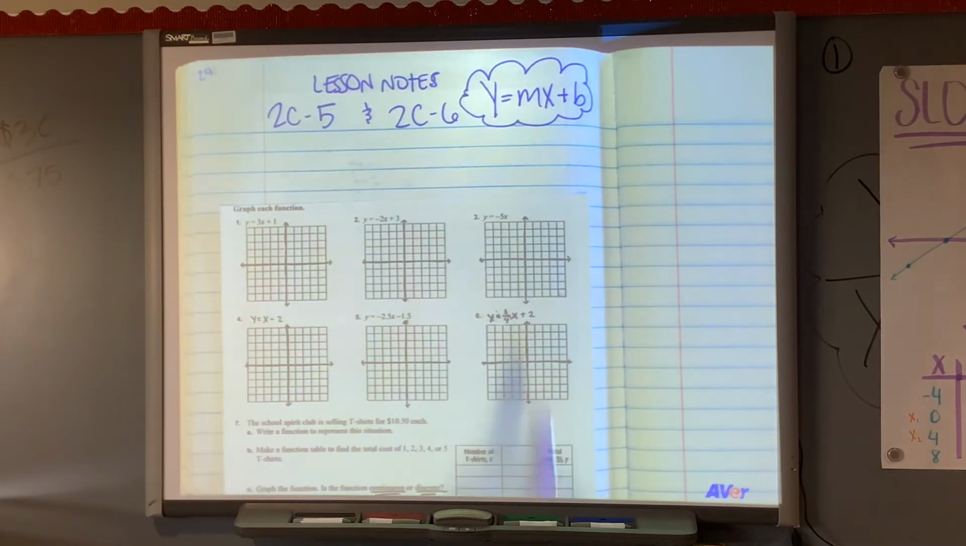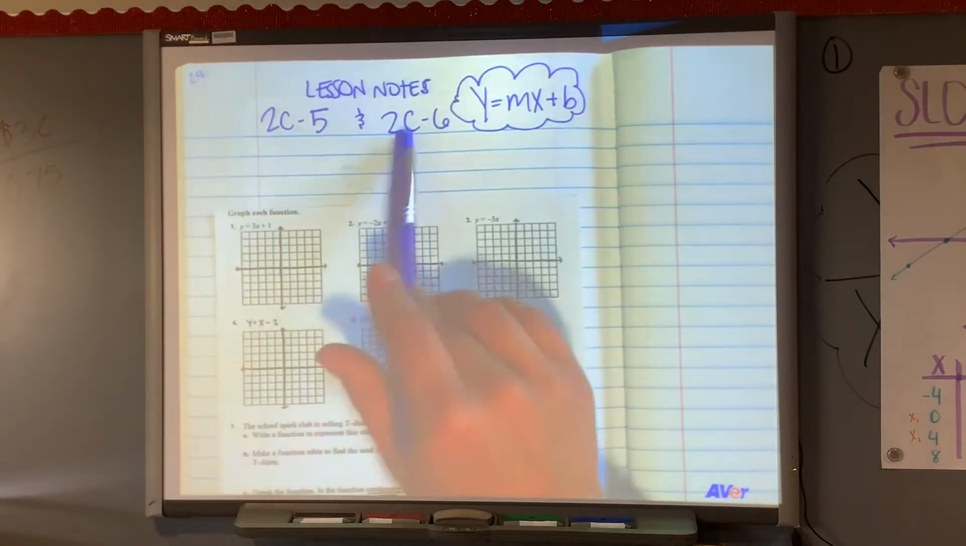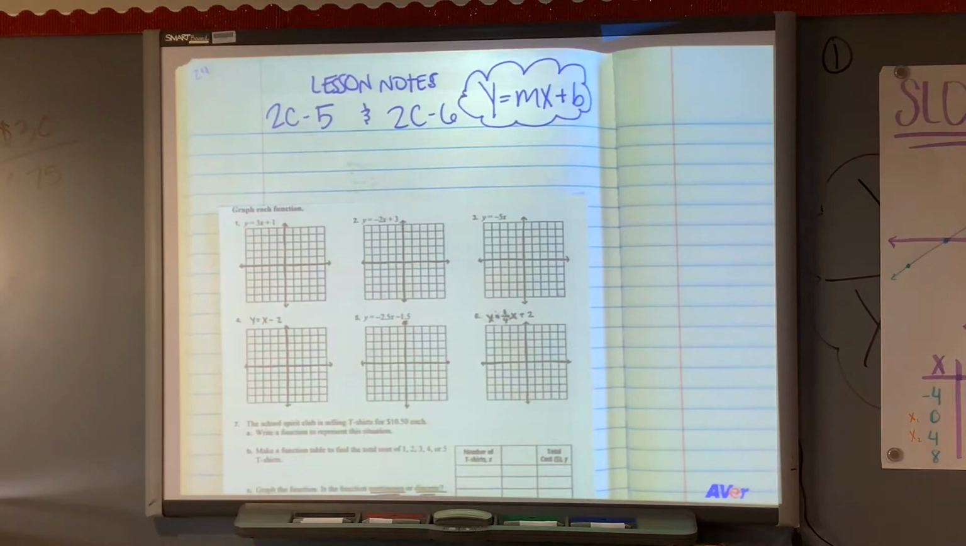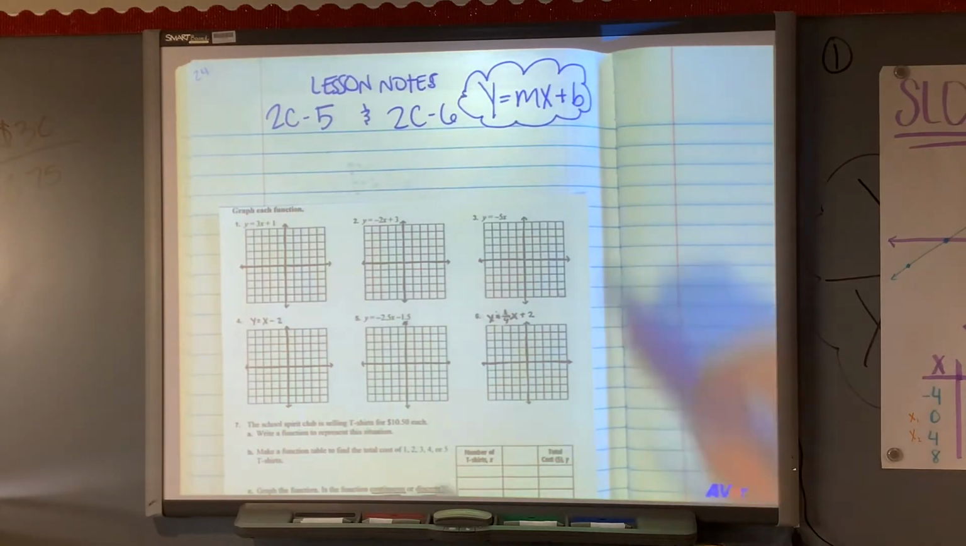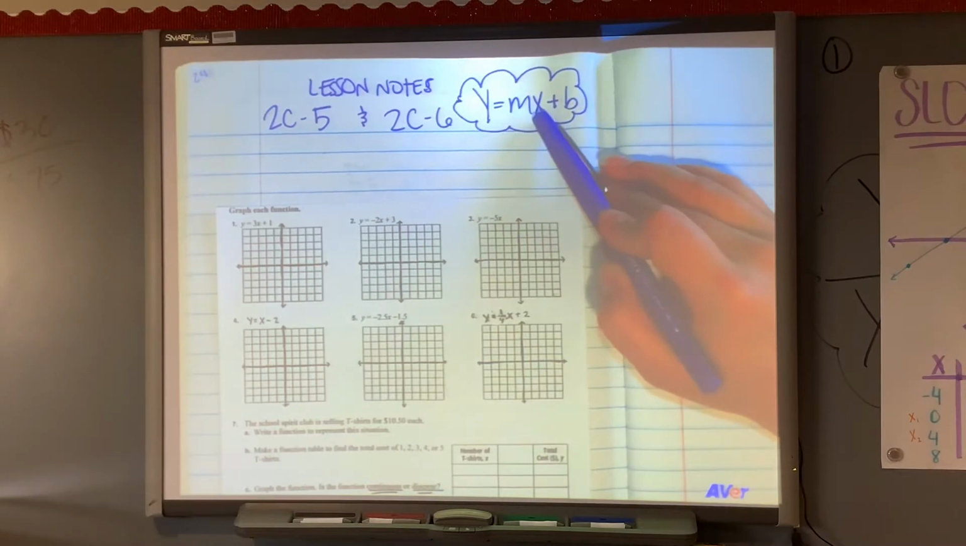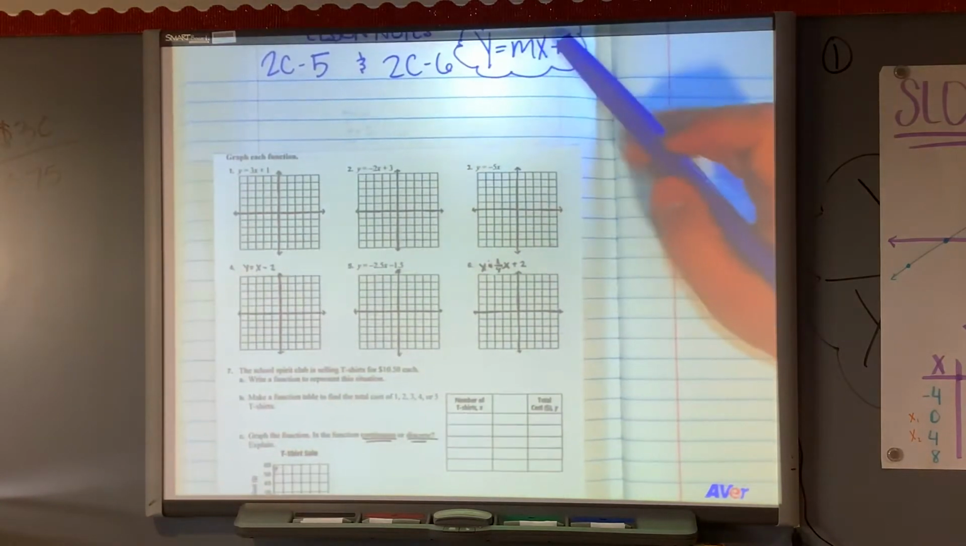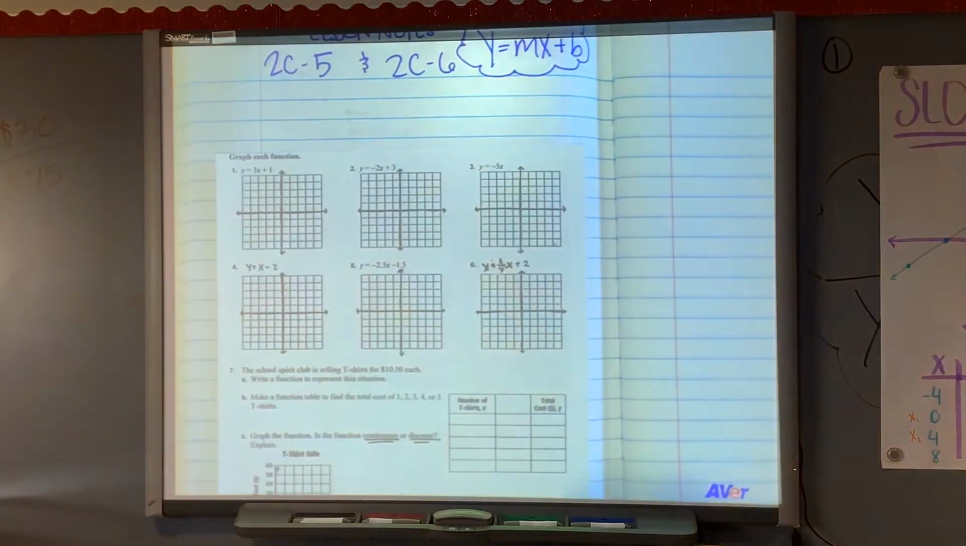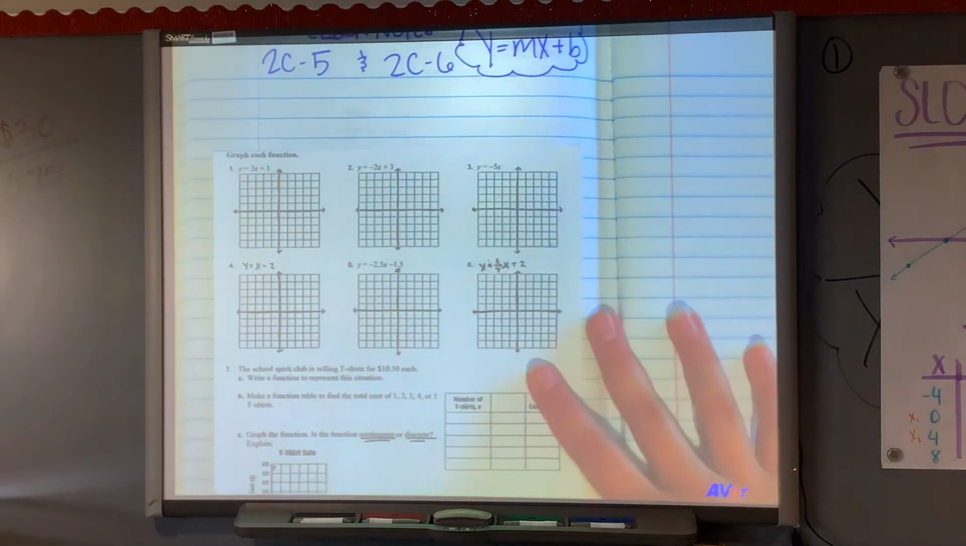2C-5 is all about y equals mx plus b, and 2C-6 is about the same thing, linear relationships. One just gives an equation and the other one we just call by name. So everything we have on this page is going to be using y equals mx plus b to graph linear relationships. So it really is basically the same thing. That's why I did it in one lesson.